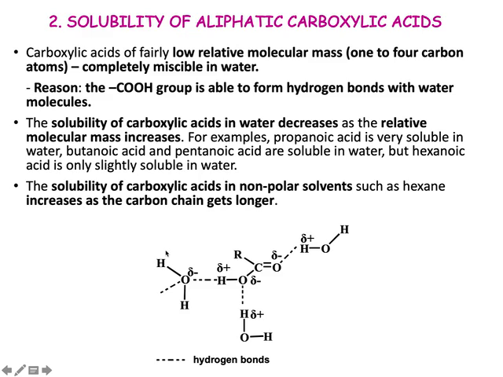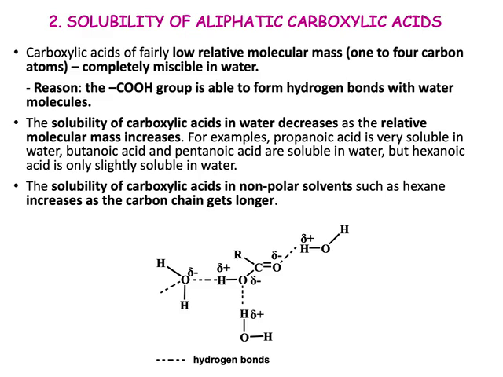Here is an example: propanoic acid. We know that this is a simple carboxylic acid containing 3 carbons, and it is very soluble in water. Compared to pentanoic acid, or hexanoic, octanoic and decanoic acid, the molecular mass becomes bigger, so it is difficult for these compounds to mix with water.